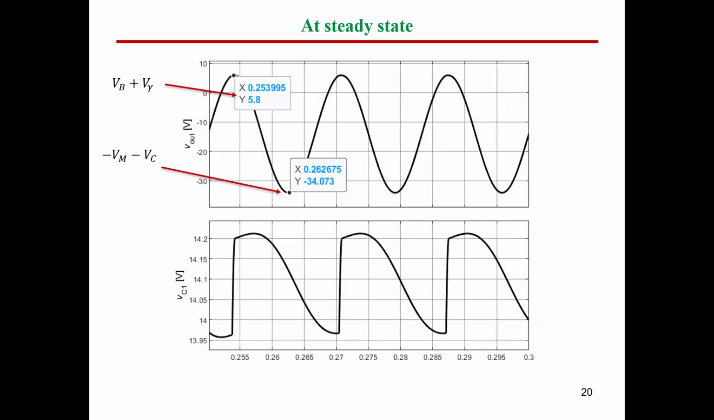This is a zoom in for our waveform. Again, the peak value is 5.8 volt and the negative peak is minus 34.07. And the lower graph here is representing the capacitor volt. So this is the capacitor volt at steady state.